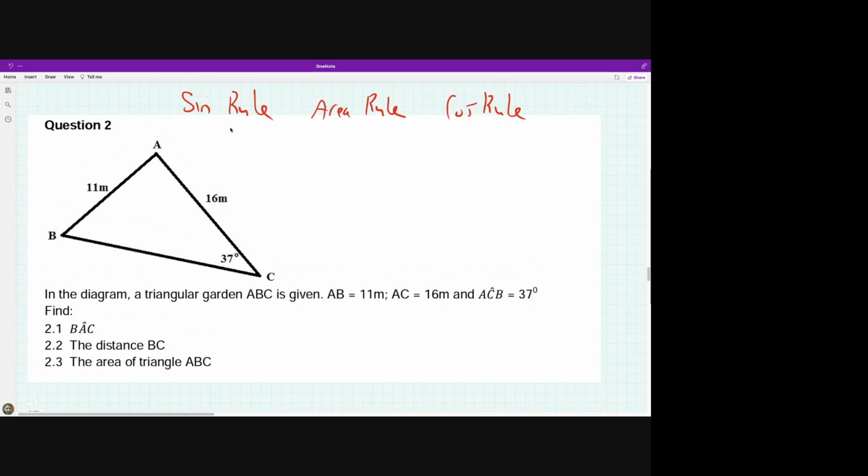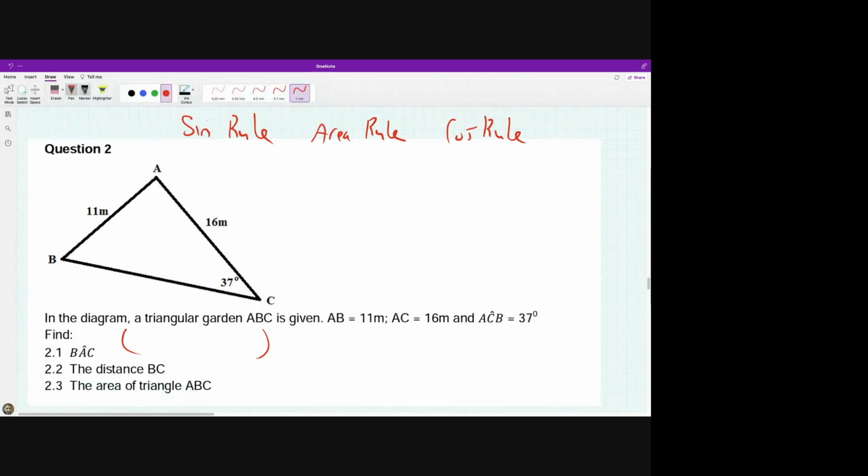So, question number 2.1. Find the angle BAC. What tool should I use to find the angle BAC? I want you to identify what tool. Should I use the cos rule, the area rule, or the sine rule to help me find BAC? Just to make sure you know where BAC is, it would be here.